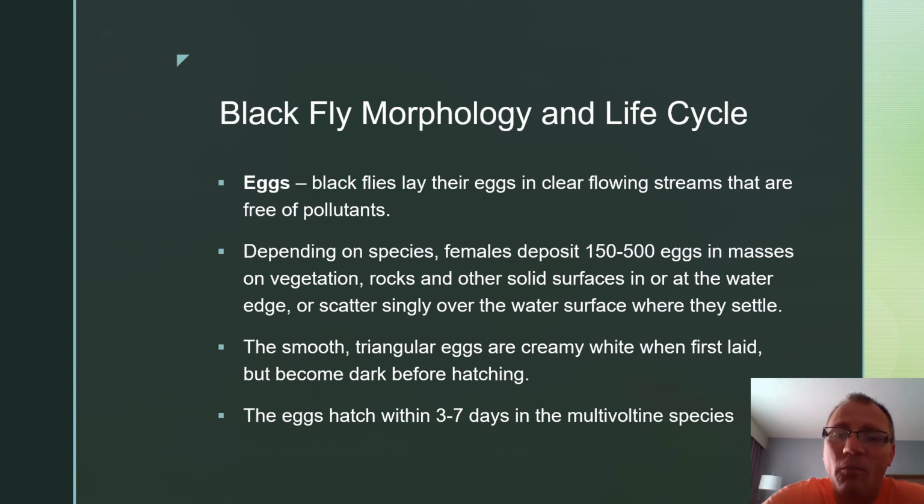Looking at black fly morphology and life cycle, eggs of black flies are laid in clear flowing streams that are free of pollutants. Depending on the species, females deposit 150 to 500 eggs in masses on vegetation, rocks, and other solid surfaces in or at the water edge, or scatter singly over the water surface where they settle. The smooth, triangular eggs are creamy white when first laid, but become dark before hatching. The eggs hatch within 3 to 7 days in multivoltine species.